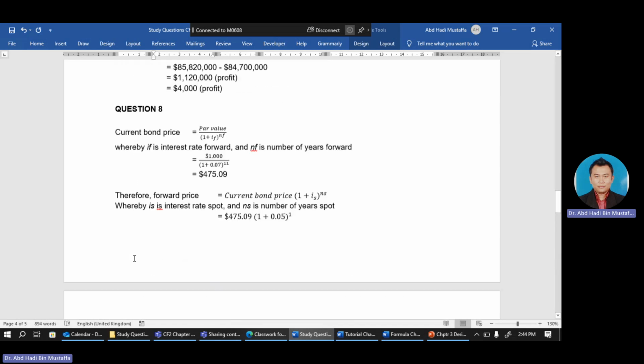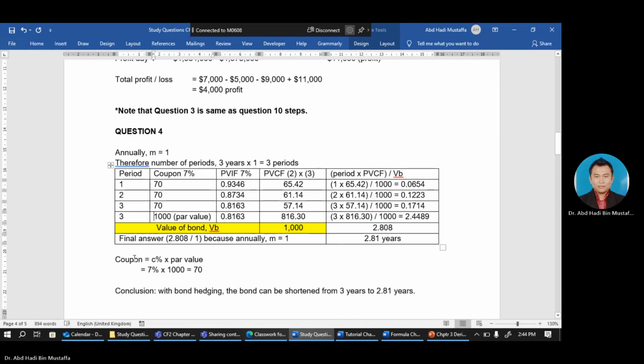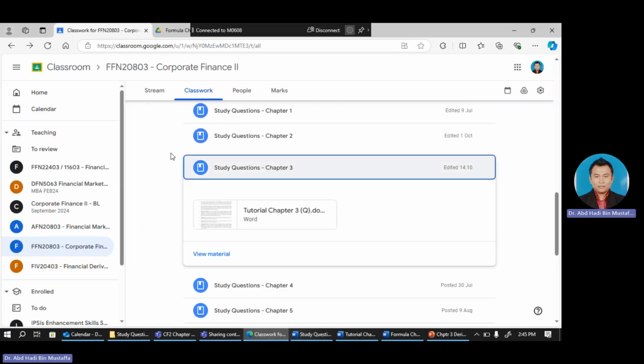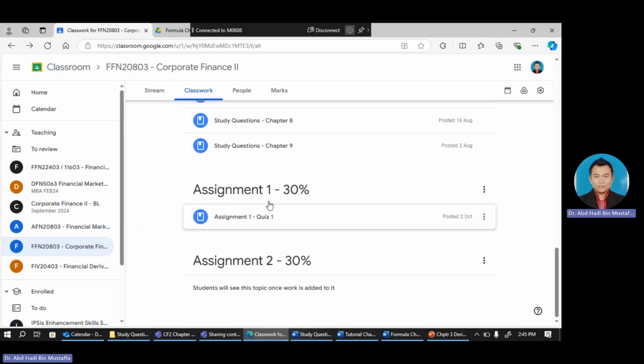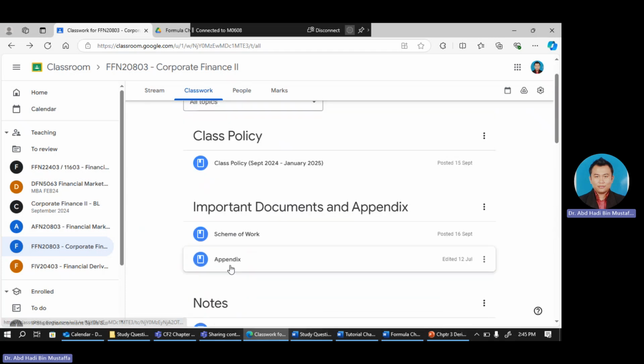Okay, go back to question number 4. Coupon is 7%. That means 7% multiplied by 1,000. That's why you get 70. The reason why you get 70 is because 7% multiplied by 1,000. So you get 70, 70, 70, multiplied by what value. Okay, and then PVIF 7%. Okay, remember in the appendix that I gave to you, you need to use the PVIF table. Appendix.